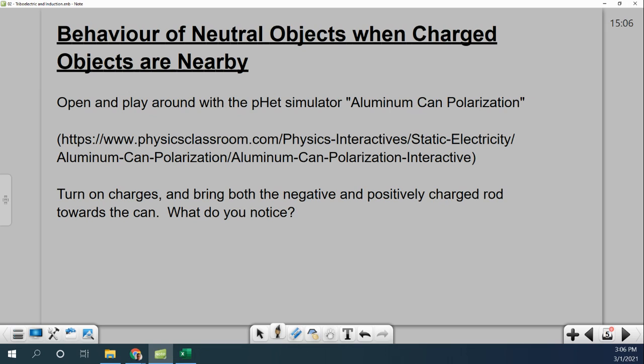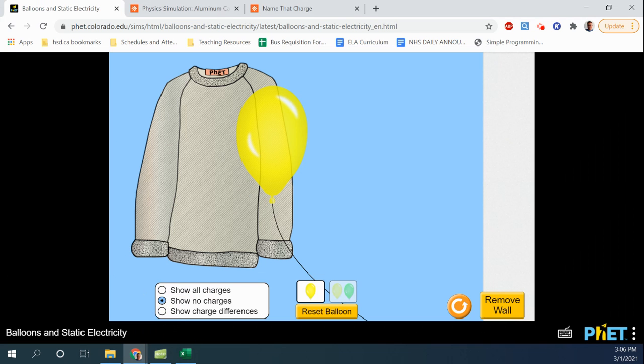We're going to open and play around with the aluminum can polarization one. This is a PhET simulator. It's actually not from PhET. That was my mistake. It's from physicsclassroom.com. So again, hopefully this one is linked up, but here's what you're going to do. You're going to fire this thing up. You're going to turn on charges, so you can actually see what's going on. Bring both the negatively charged rod and the positively charged rod close to the can. What do you notice?